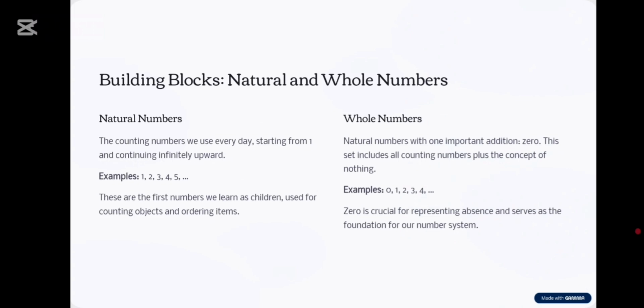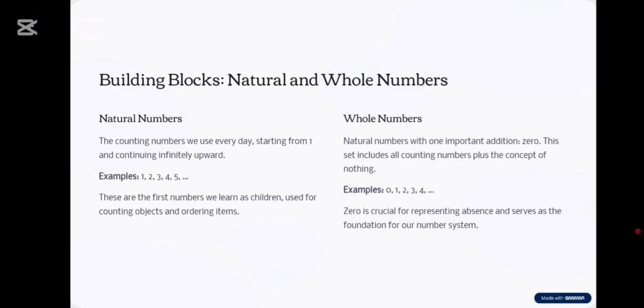So the first two types of numbers, I call them building blocks of mathematics, which are natural numbers and whole numbers. Natural numbers are the counting numbers we use every day, starting from 1 counting up to infinity. If we're counting a bunch of things, we use these numbers, and they always start from 1. For example, 1, 2, 3, 4, and 5, going on. These are the first numbers we learn as children, used for counting objects and ordering items. Those are called natural numbers.